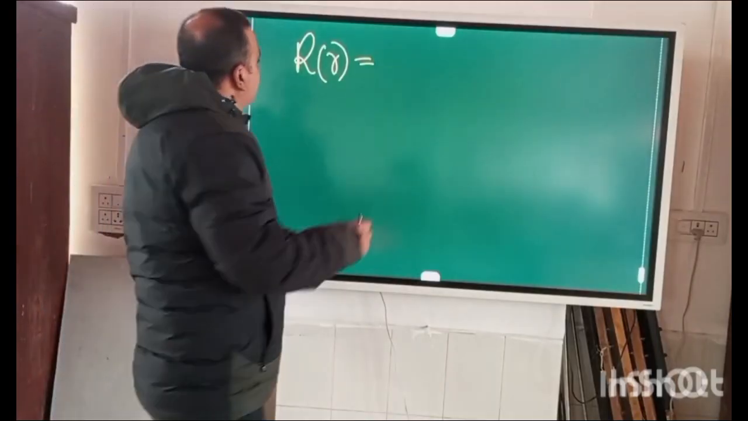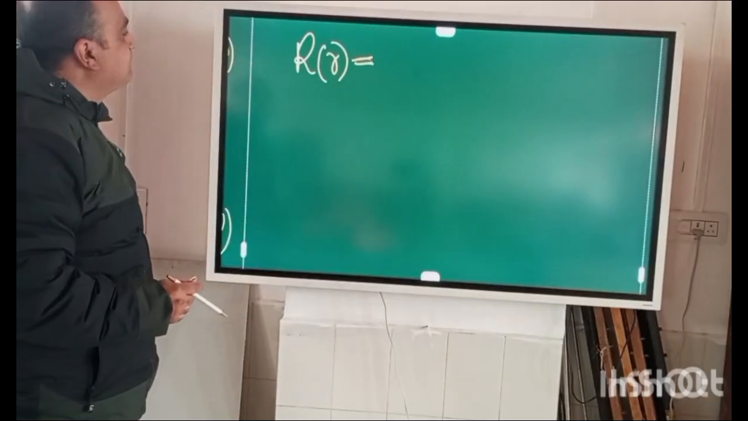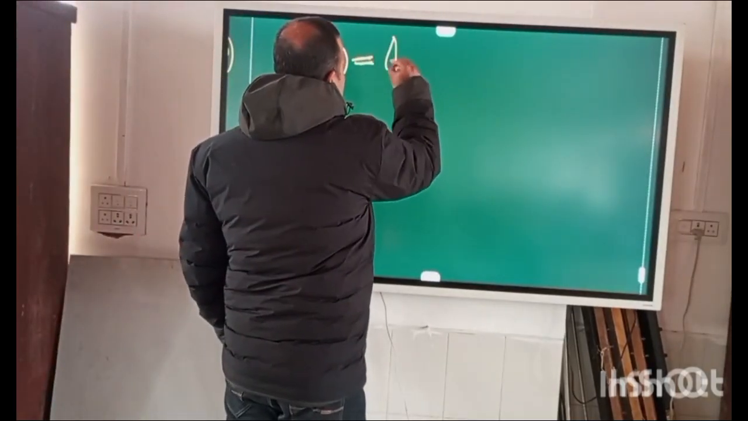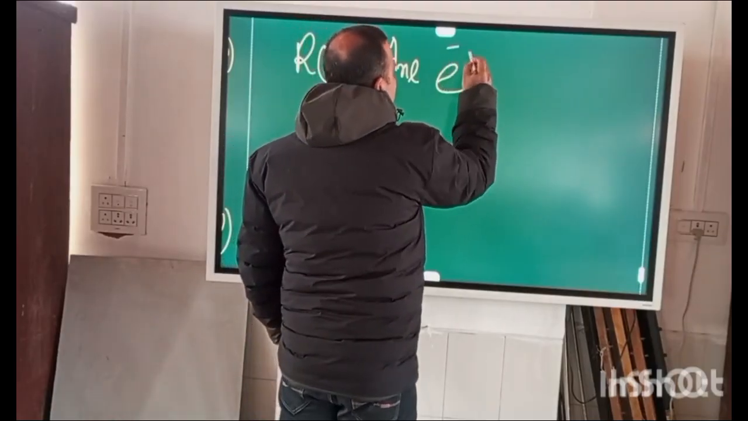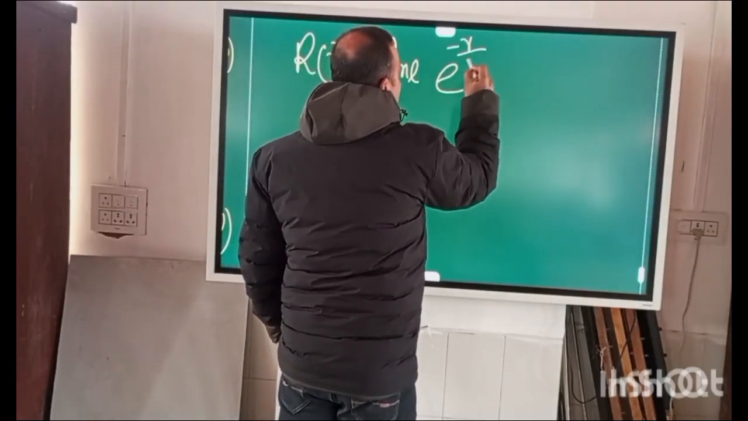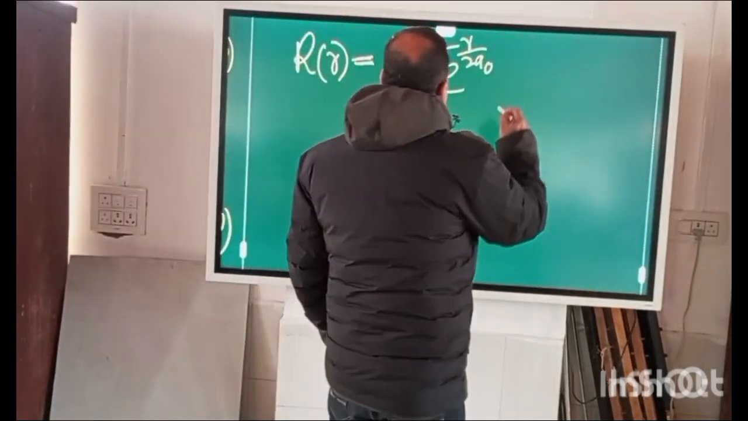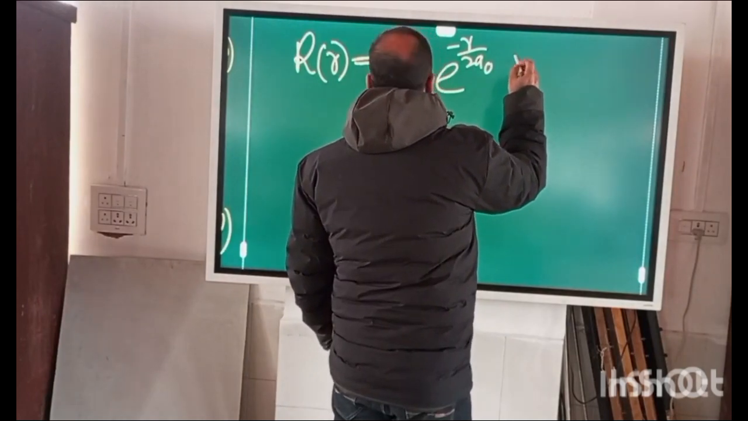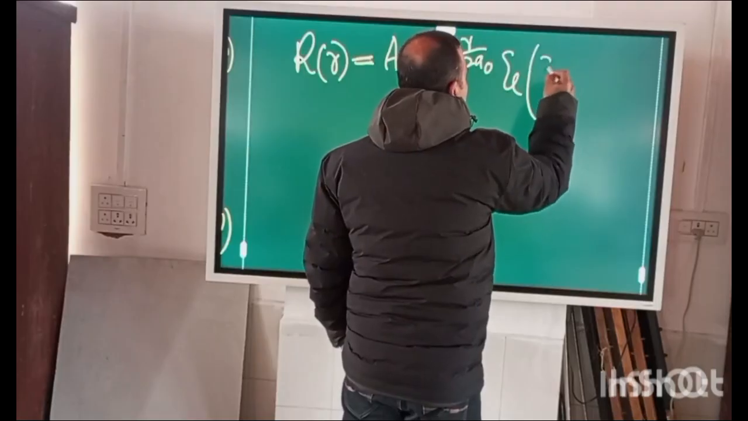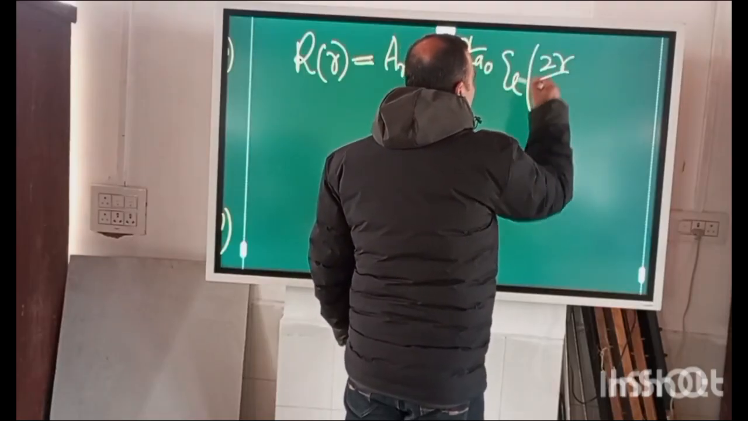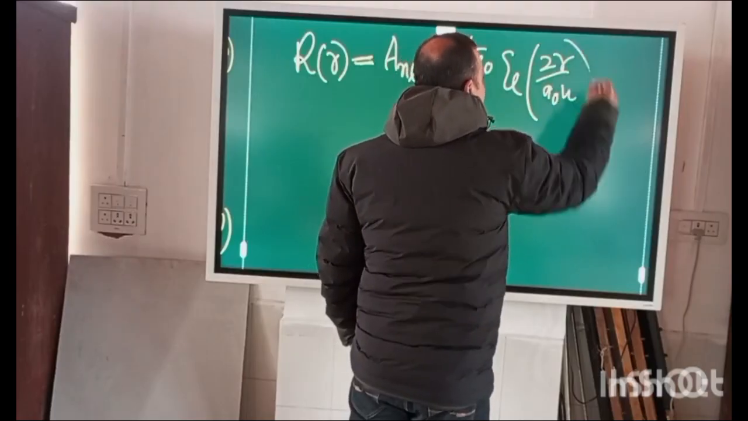R of r. Yeah. It was a n l e to the power of minus beta gamma r by 2a naught. Was it like this? Yeah. Then you had zeta of twice r by a naught. And we also wrote down the Lagrange polynomial for this equation.